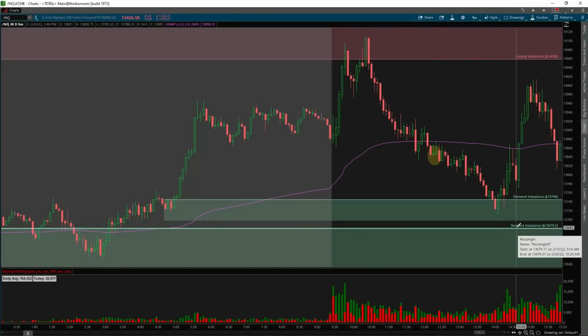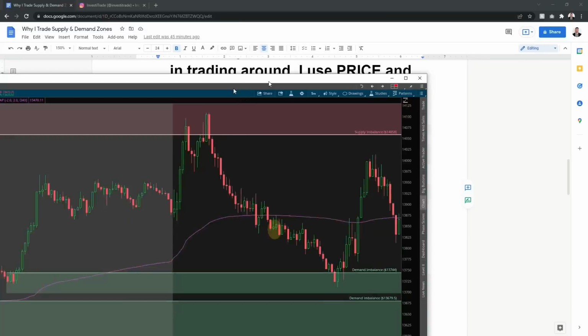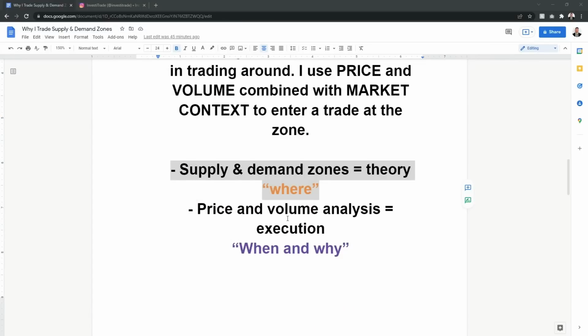Okay, I have an alert set. I'm watching to see what price does here, and if it does give me some type of indication or some type of clue, then I may take a trading decision off of that. Price and volume is my execution. It tells me when and why I want to enter the trade.